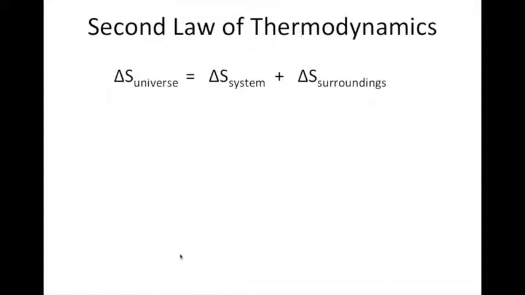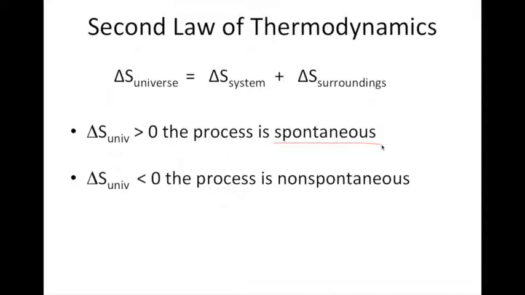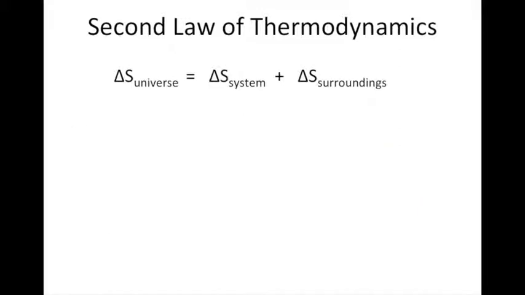So how do we determine if a process is spontaneous? Well, according to the second law, if the entropy change of the universe is positive, then we have a spontaneous process. If the change in entropy of the universe is negative, then our process is non-spontaneous. And if the change in entropy of the universe is equal to 0, then our process is at equilibrium.